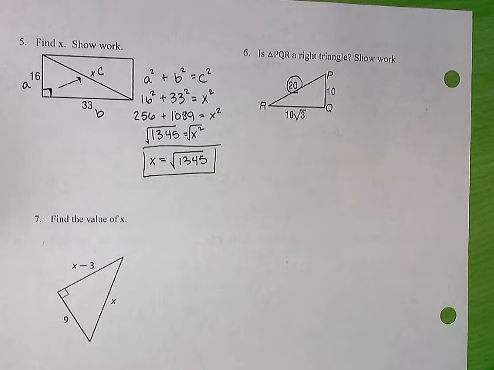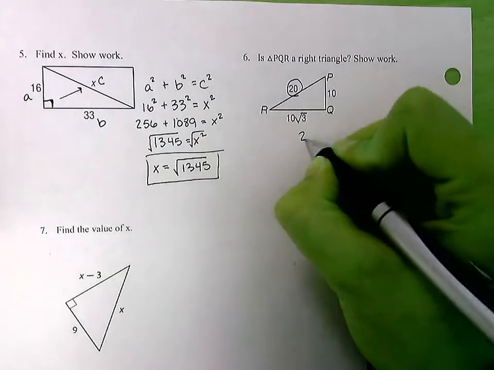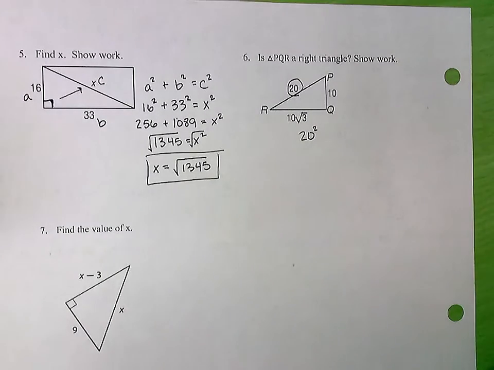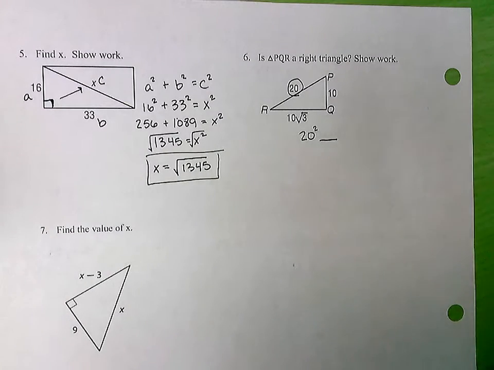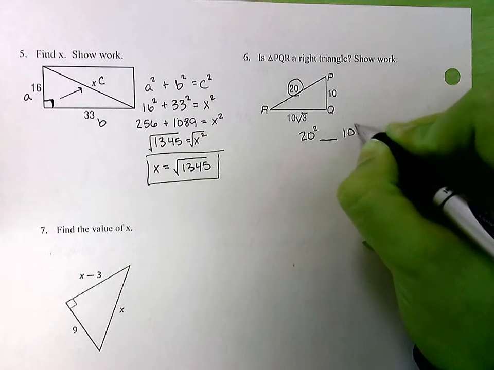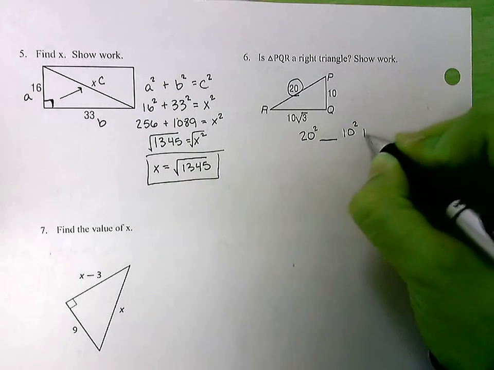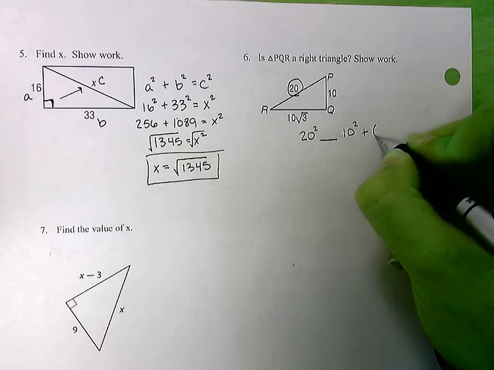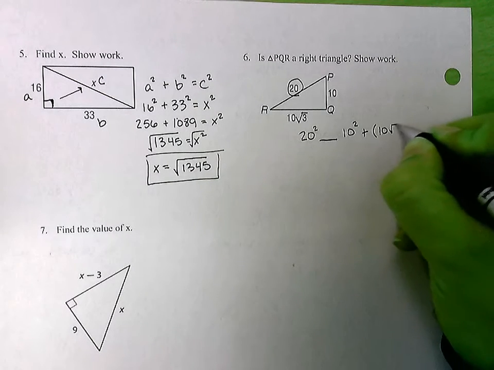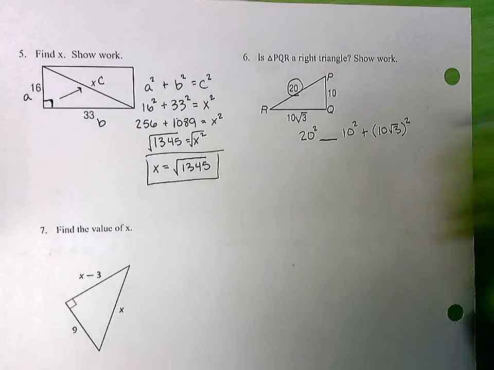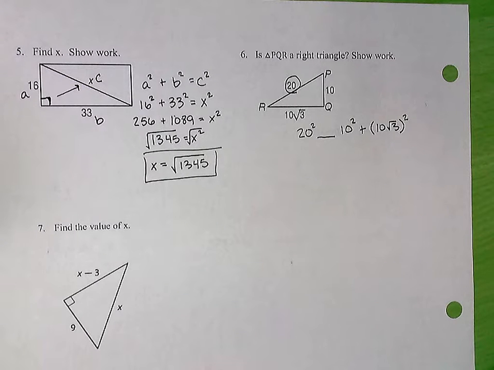Okay, and just like we did on the front, that's going to go on the left-hand side of that equation. Okay, so we'll take 20 squared, and we want to compare that to our other two sides squared and added together. And then for that 10 square root of 3 piece, I'm going to put that in parentheses because I need to square both of those terms.